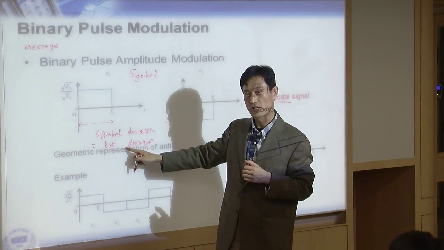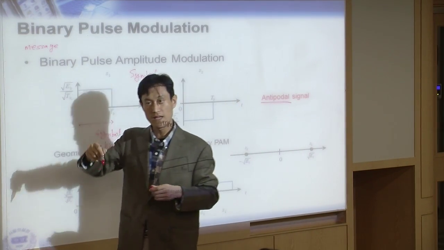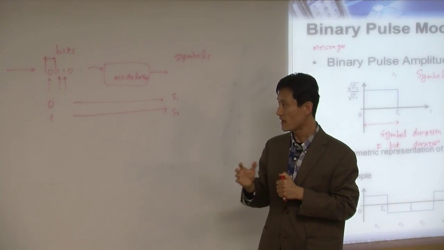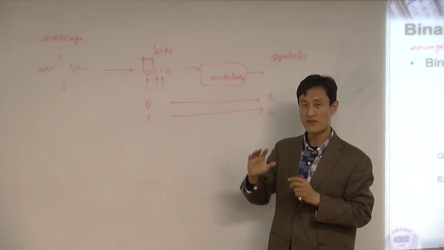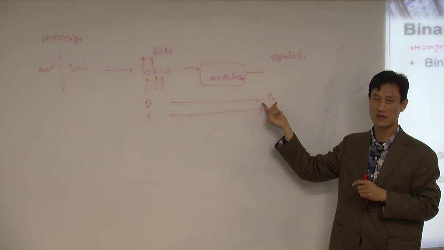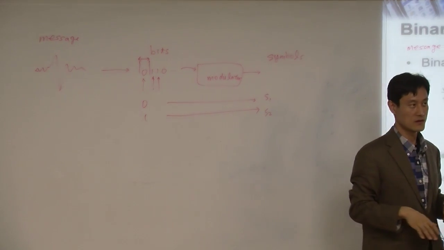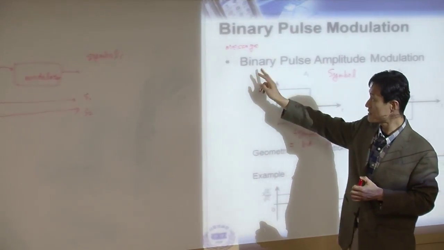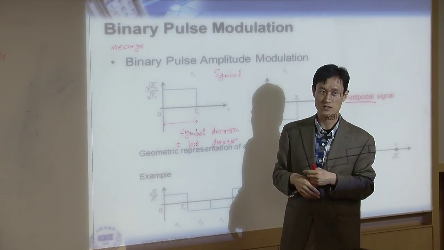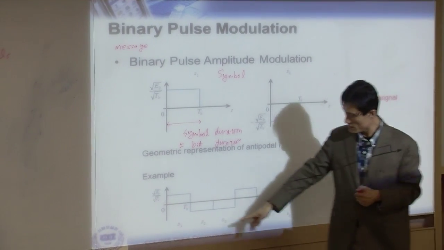Remember, this is not always the case. This is the special case when we have binary. Later, we're going to learn QPSK. In QPSK, we have a different mapping. Two bits will be mapped to S1. In that case, the bit duration and symbol duration are different. Right? But in the binary case, it's going to be a one-to-one mapping. That's why symbol and bit duration are the same. That's a special case.